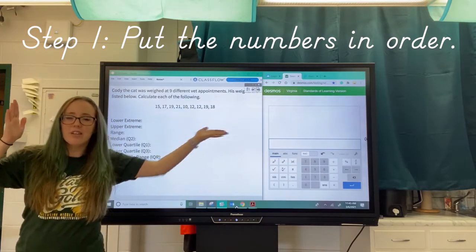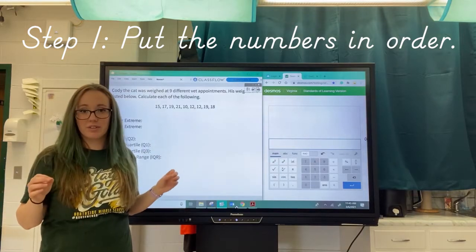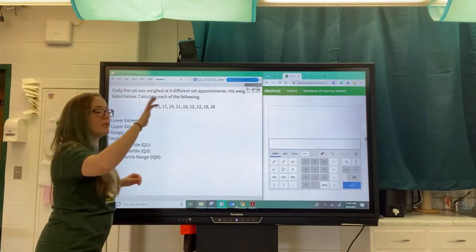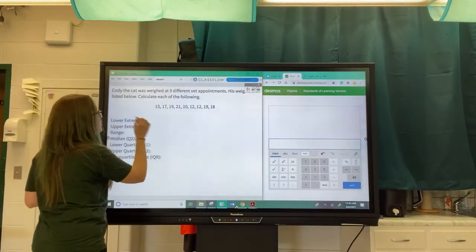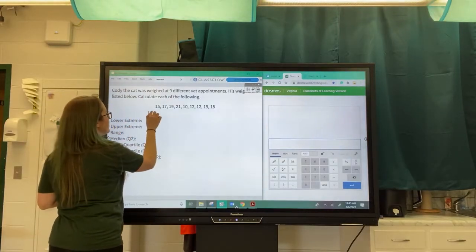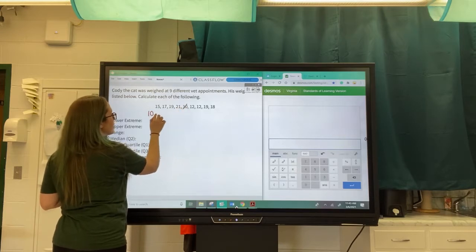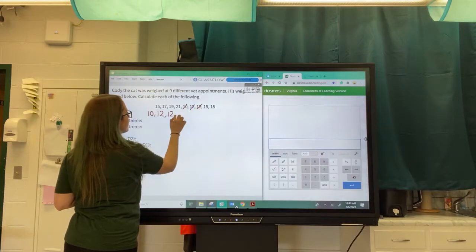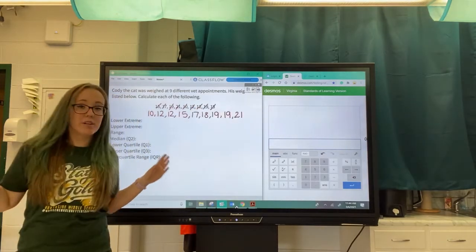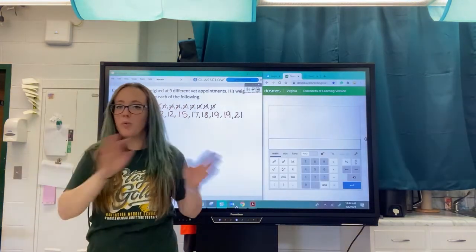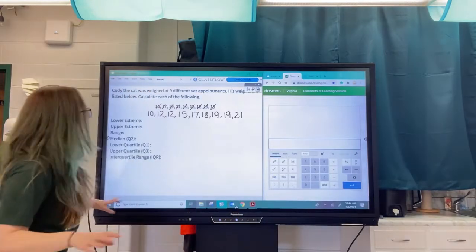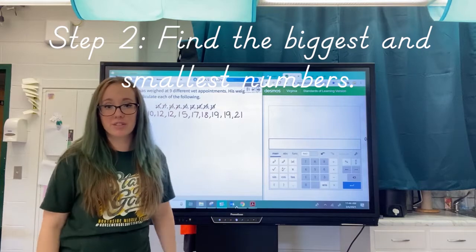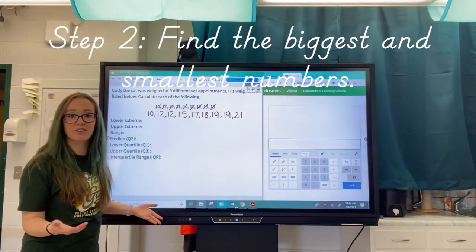So maybe I'll even put some words up here. Step 1, put your numbers in order, okay? Just like we did for median and mode and range, put your numbers in order. So I'm going to put 10 first, and I'm just going to go through and start filling in all of my numbers. Okay, step 1 complete, and that's not anything new. We can do that all day, all right?